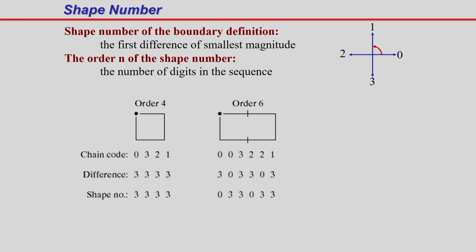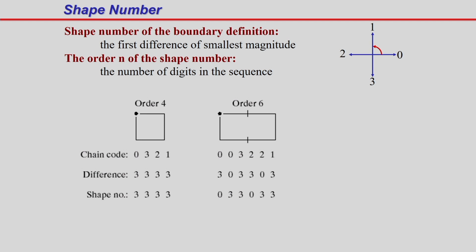After this there is another definition, that is the shape number. The shape number of the boundary, how to determine? It is the first difference of the smallest magnitude. That is the definition of shape number: the first difference of smallest magnitude. So for this, first I have to determine the first difference, and after this I have to consider the first difference of smallest magnitude.